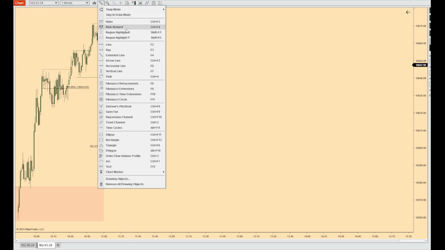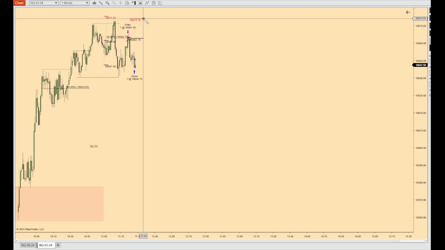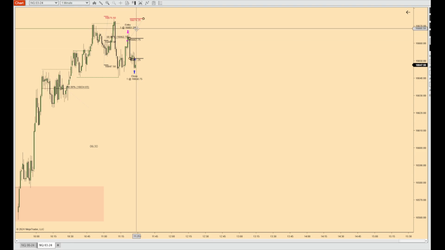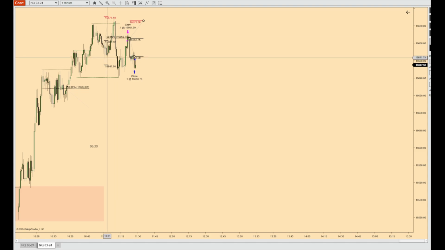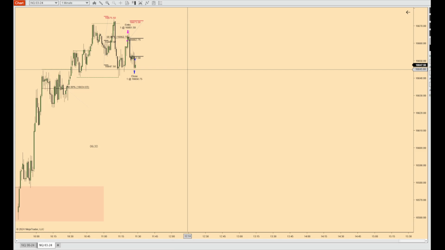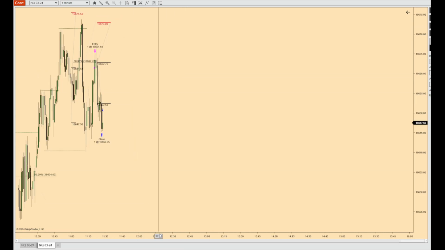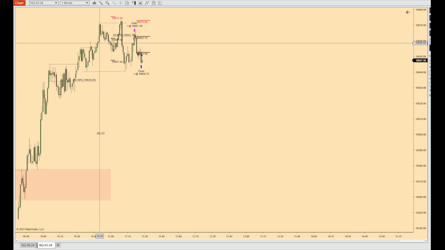Next time, I really got to get used to just doing the one-to-one. Well, I guess that was one-to-one. The true one-to-one would be right here. Stop above the zone, take profit, bottom of the zone. So that's one trade. I hope it makes sense when I run it back.